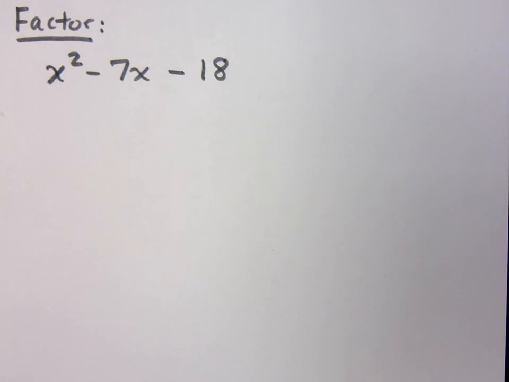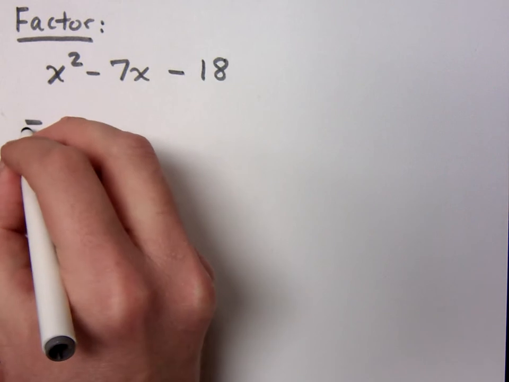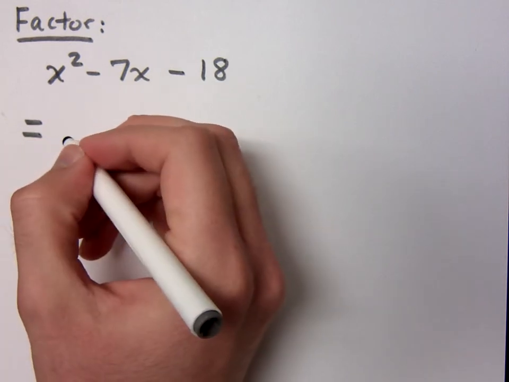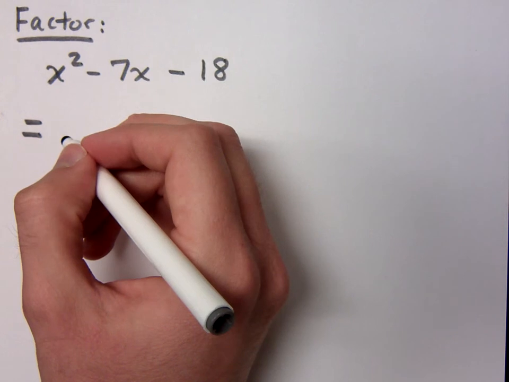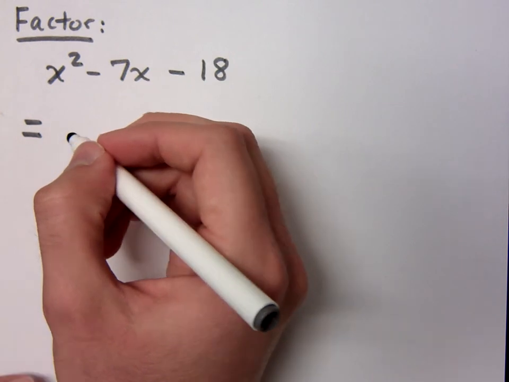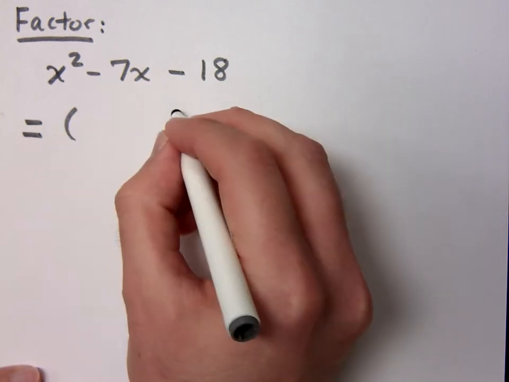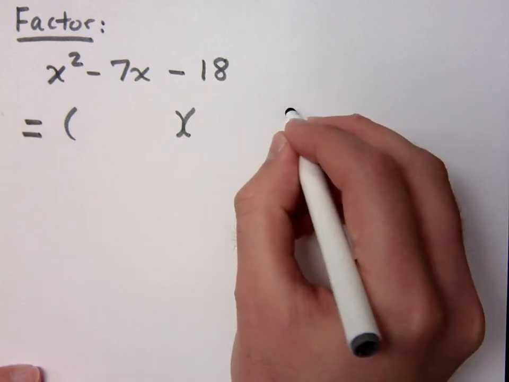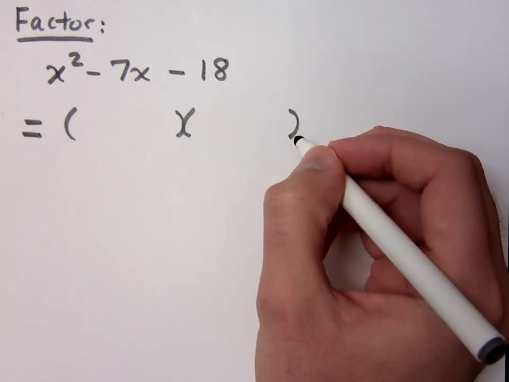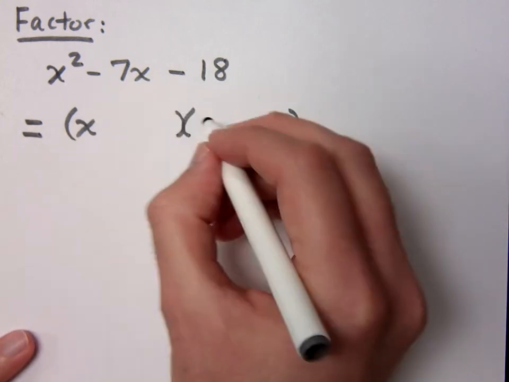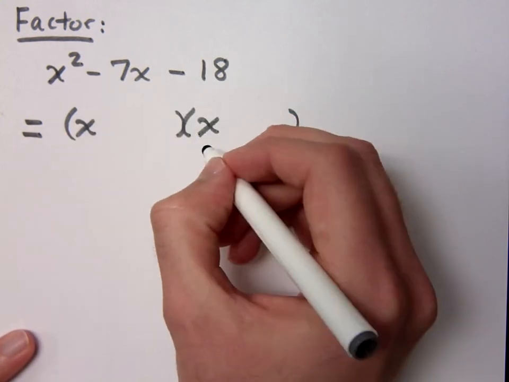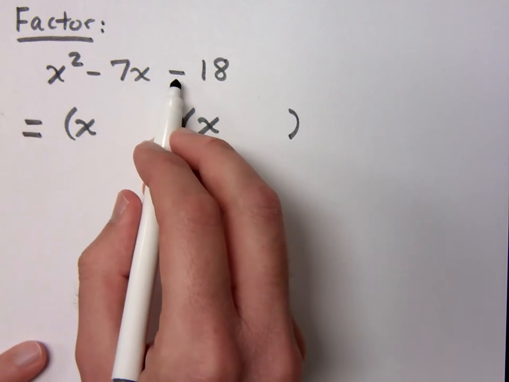X squared minus 7x minus 18. Is there a common factor that I need to take out of all of these? No. So if I try to break this down, how are you going to break down the x squared? You're going to use x times x. What about your signs? Because you have to multiply to get a negative.